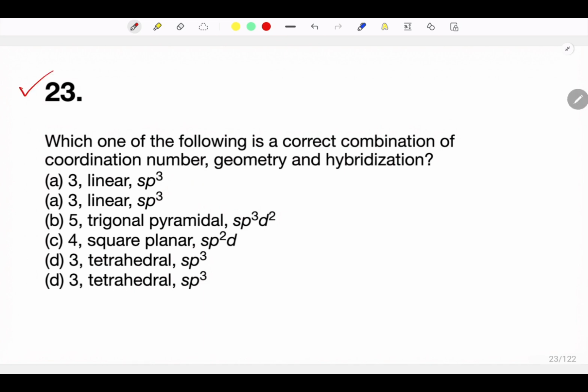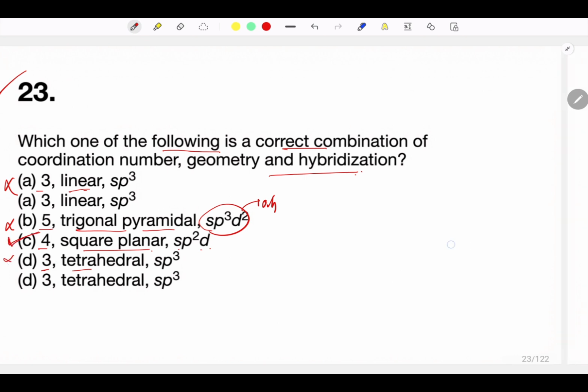Coming to question number 23: which one of the following is the correct combination of coordination number, geometry, and hybridization? Coordination number 3 does not represent linear. 5 with trigonal pyramidal can be possible, but sp3d2 is octahedral, so this is not possible. 4 can be square planar, and sp2d is square planar, this resembles it, and this is tetrahedral. With 3, that is 4, so it is also not possible. So the correct answer is C.